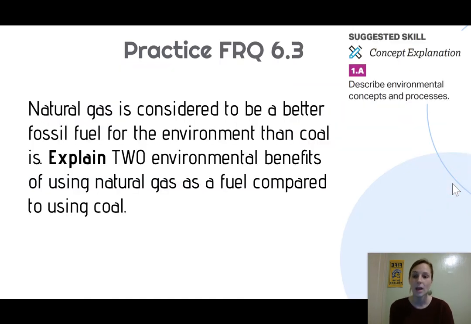All right, so this is going to be your practice FRQ for 6.3, where you're going to practice the suggested skill of describing an environmental concept and process. So your practice FRQ is, natural gas is considered to be a better fossil fuel for the environment than coal is. Explain 2 environmental benefits of using natural gas as a fuel compared to using coal. So that will be your practice FRQ for 6.3, and those are your notes on 6.3.